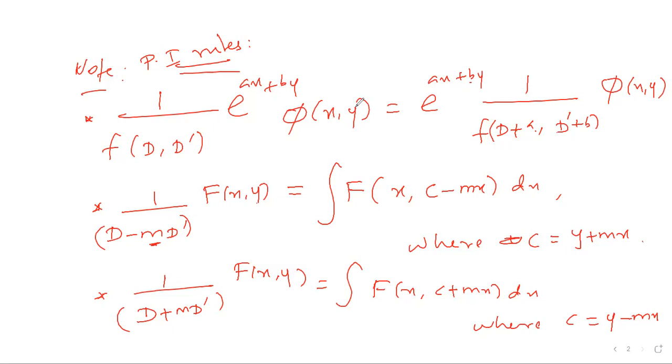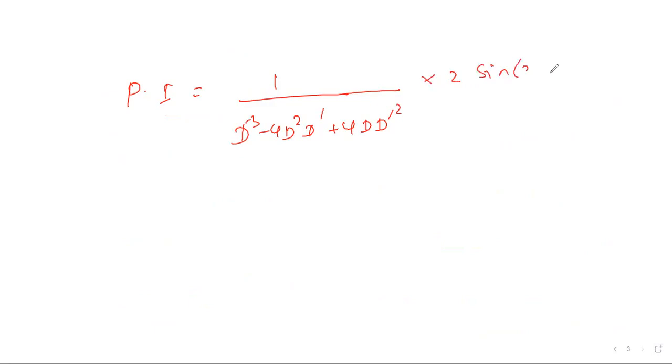So what's that problem? 2 times sine of 3x plus 2y. Okay, now I gave you. I got one question in the last class exercise. One of the students couldn't understand the PI part. Let me just give you the idea, because I only just gave you that one. Listen, PI is 1 over D cube minus 4D squared D dash plus 4D D dash squared, so it is something mixed up, with the RHS sine of 3x plus 2y.